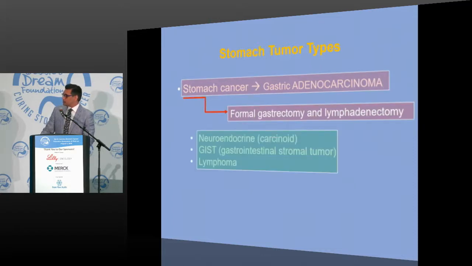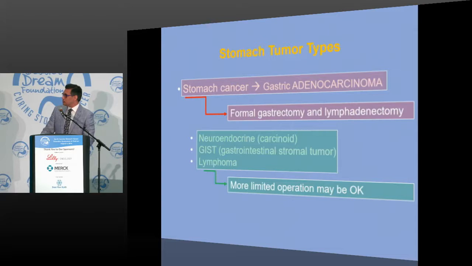There are other types of stomach tumors that exist, neuroendocrine or carcinoid tumors and GIST tumors. These tumors are usually better defined, and they don't have the same tendency in many cases to spread to the lymph nodes. And so in these cases, a more limited operation, where you just carve out the part of the stomach that's involved and then close it back up, might be feasible.